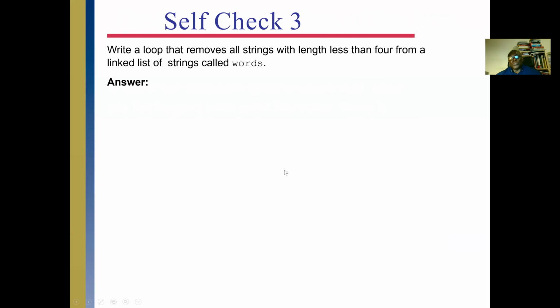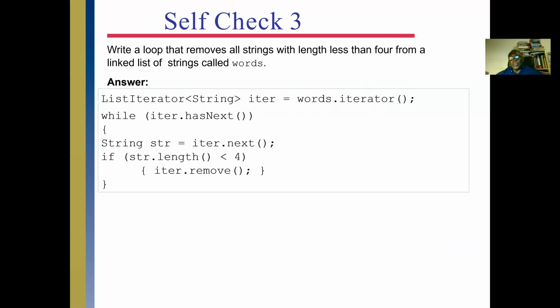Now the question is that we should write a loop that removes all strings with length less than 4 from a linked list of strings called words. Now there's a trick here. As we said earlier, in an array, if I want to go through an item, all I need to do is refer to the index of the array. But with linked lists, we have to use iterators. We can use iterators to go through the elements.